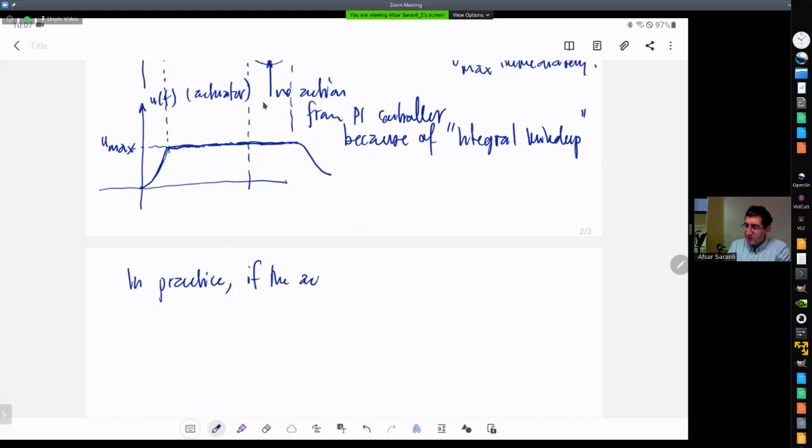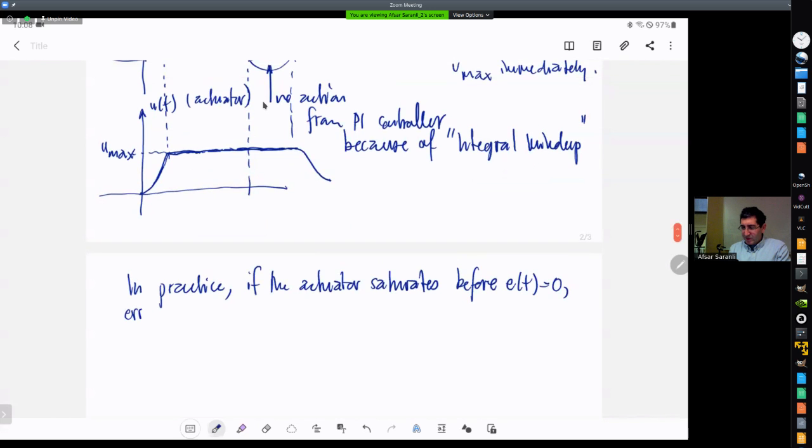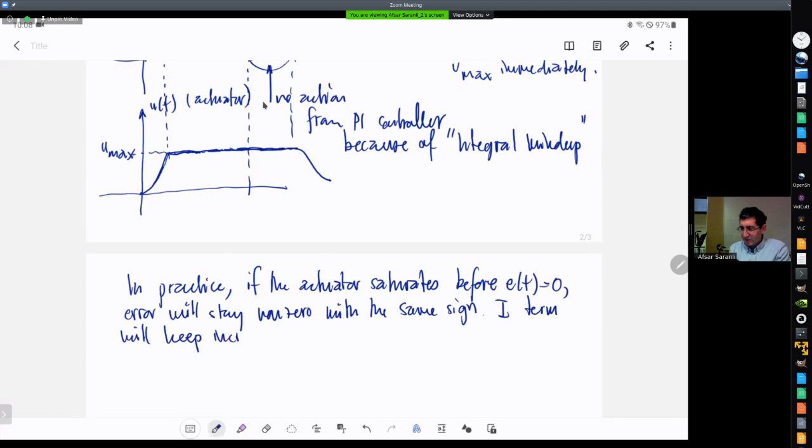If the actuator saturates before E of t is equal to 0, the error will stay non-zero with the same sign, and the I term, the integral term, will keep increasing, effectively keeping U of t saturated.